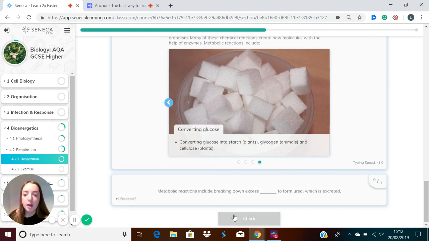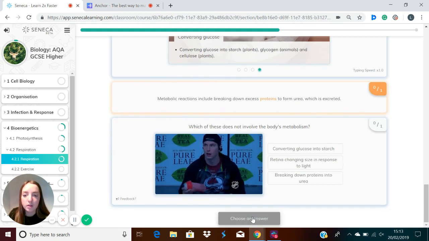So let's recap. What is a metabolic reaction? Metabolic reactions include breaking down excess amino acids to form urea, which is then excreted. So it could also be breaking down excess proteins as well as amino acids.